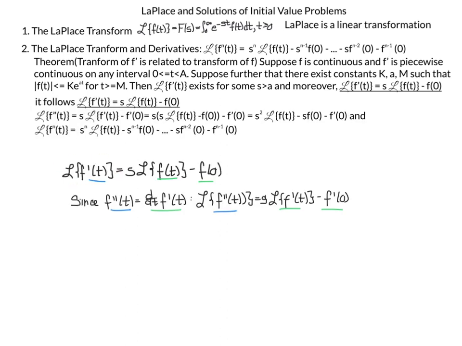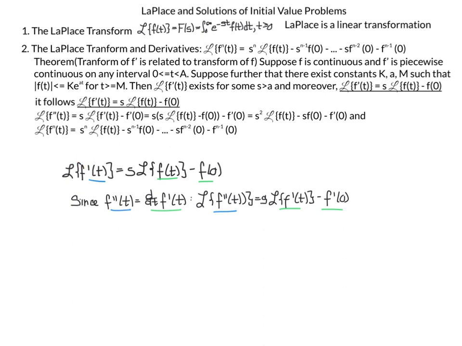I've rewritten the formula for the Laplace transform of the derivative of f of t here. It's equal to s times L of f of t minus f naught. From here we can find the Laplace transform of the second derivative of f of t. Since the second derivative of f of t is equal to the derivative of f prime of t, the Laplace transform of f double prime of t is equal to s times the transform of f prime, minus f prime of 0.